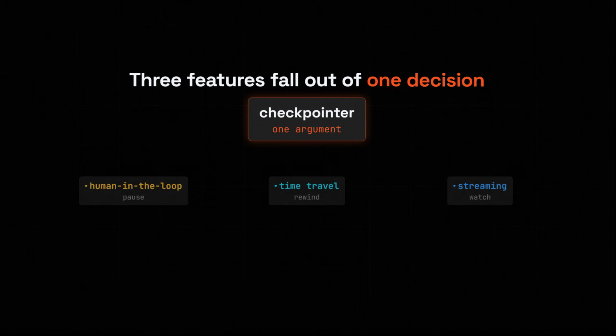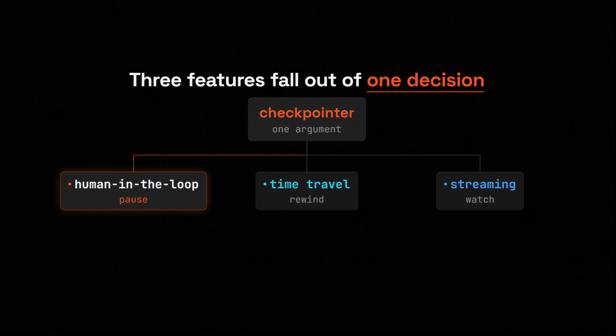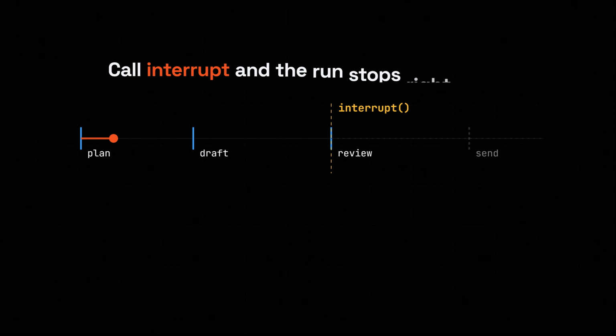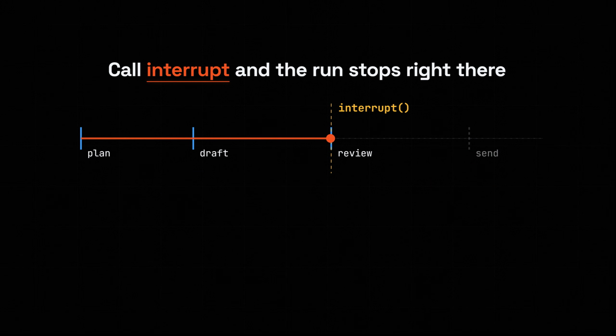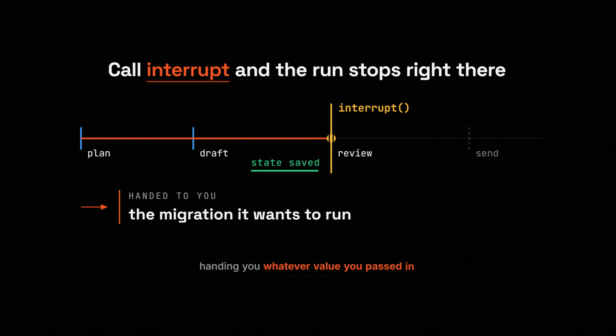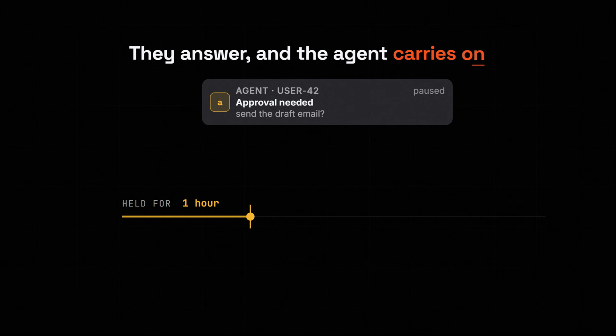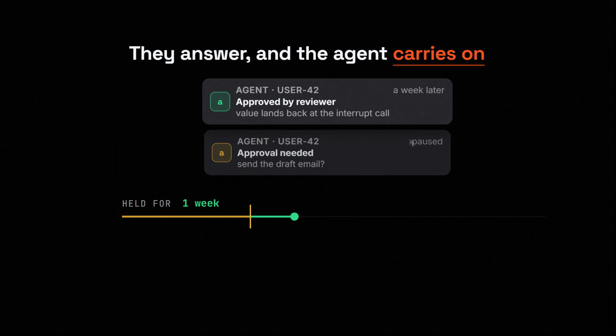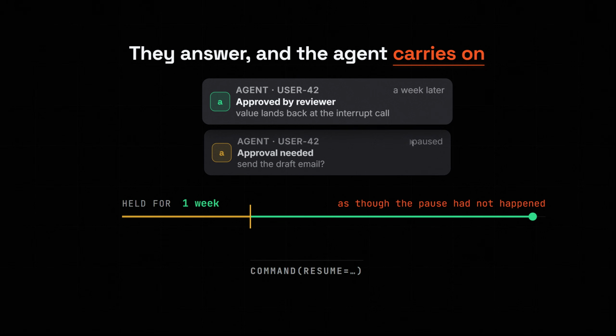Once complete state is on disk after every step, three features fall out of that one decision, and each of them is far harder to build yourself than it looks from the outside. The first is the human. Call interrupt inside a node and the run stops right there with its state saved, handing you whatever value you passed in: the draft email, the refund amount, the migration it wants to run against your database. Your reviewer can take an hour or a week. When they answer, you invoke again with the resume command. The value lands back at the interrupt call, and the agent carries on as though the pause had not happened.